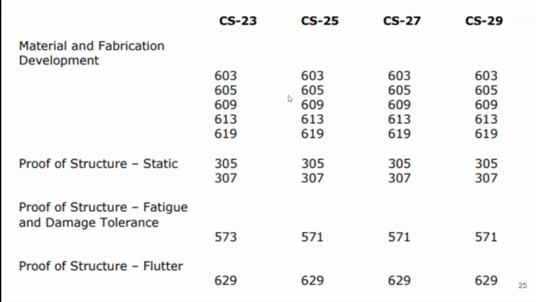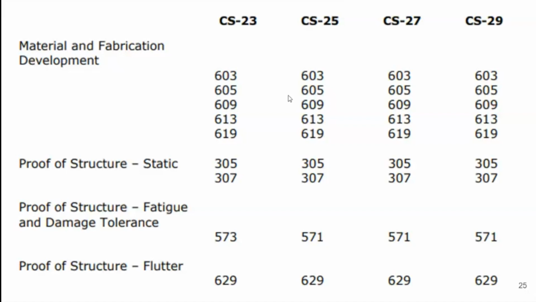For material and fabrication development, for example, CS23, you have to look at paragraphs 603, 605, 609, 613, 619, and the rest, 25, 27, 29. Those are the paragraphs affected, the paragraphs that you need to look at in doing the certification.